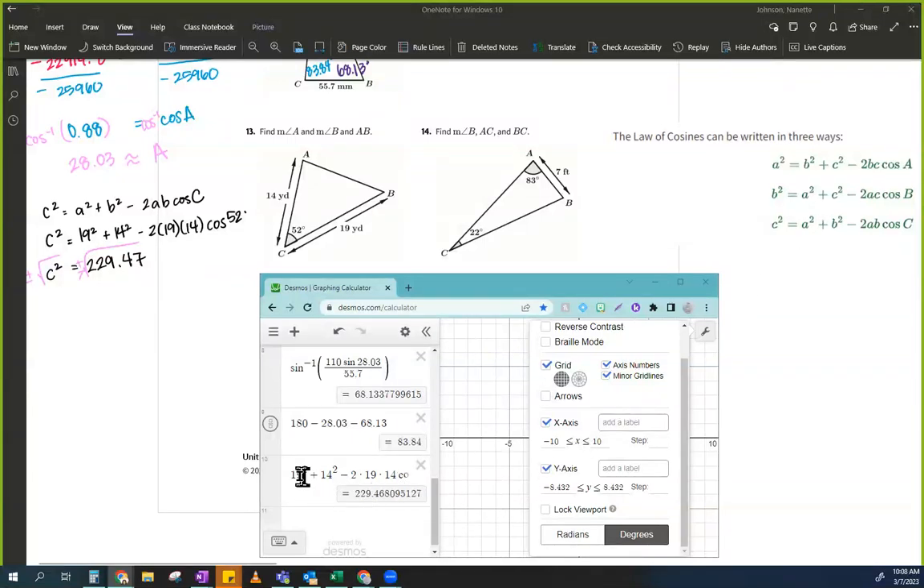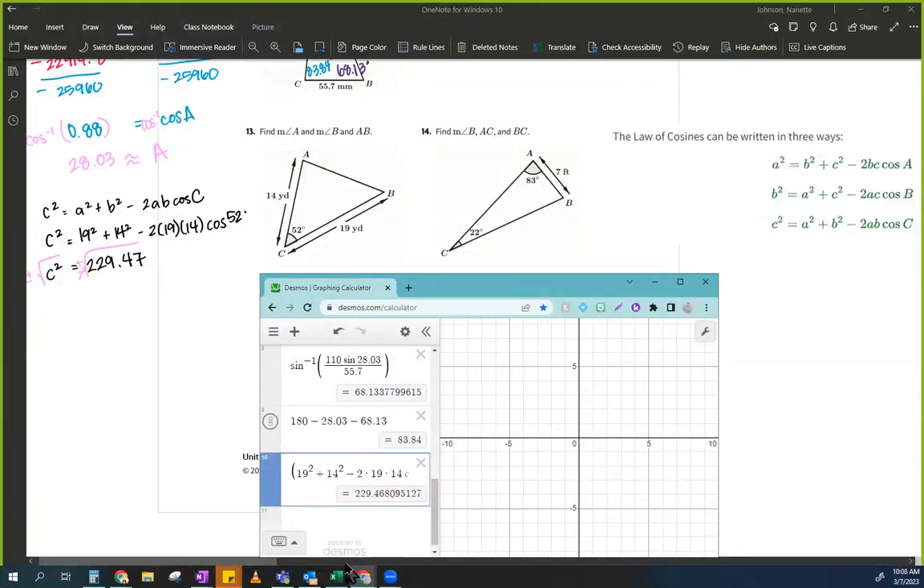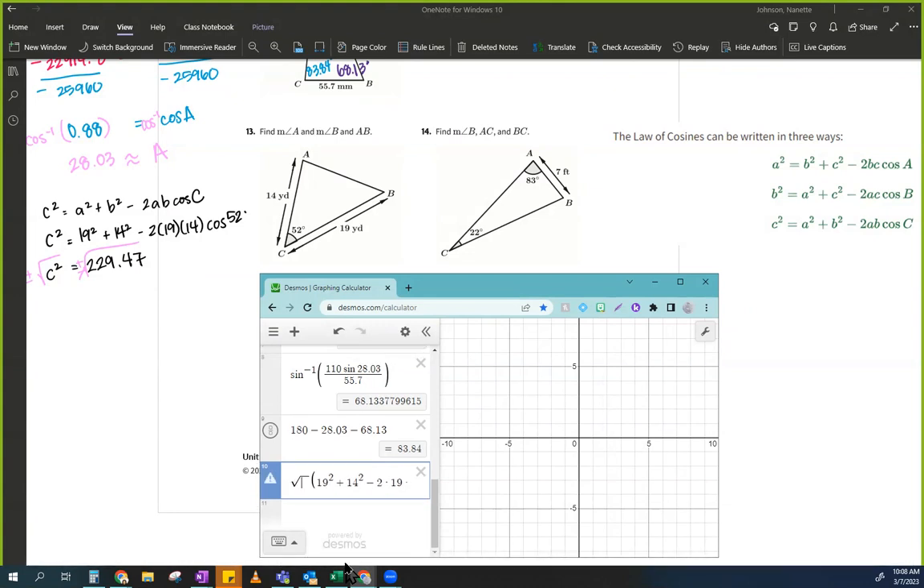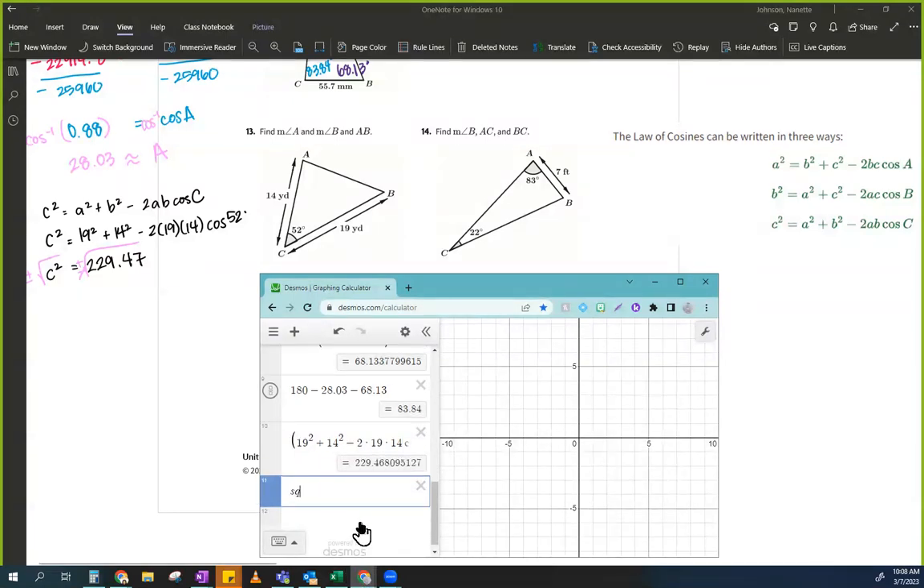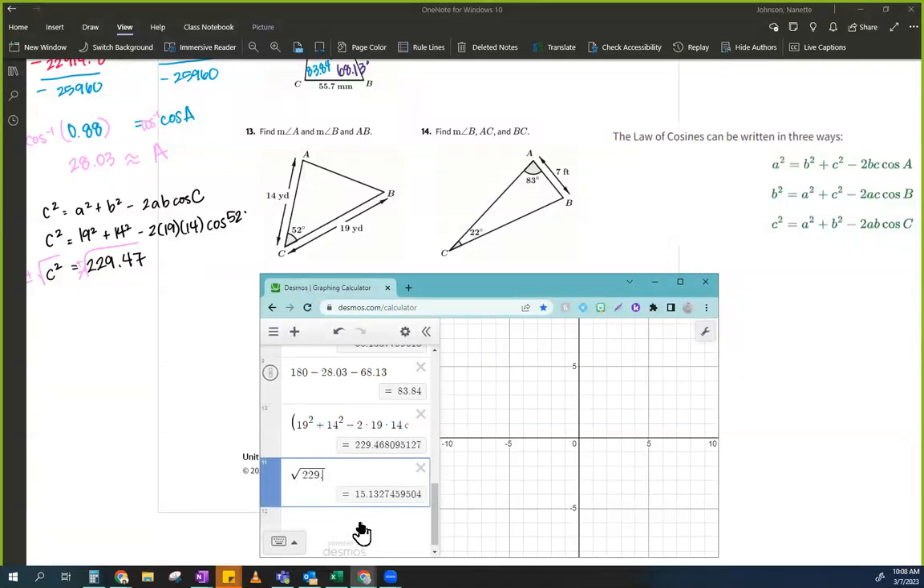So whatever that is, I'm going to be slick about this. I'm going to put this whole thing in parentheses and do square root. It's not going to let me do that. That's not good. All right, so I'm just going to use another line. So square root of 229.47, right? That's what I said. So it's about 15.15. C is about 15.15. So there it is, 15.15. That's what I put over here.